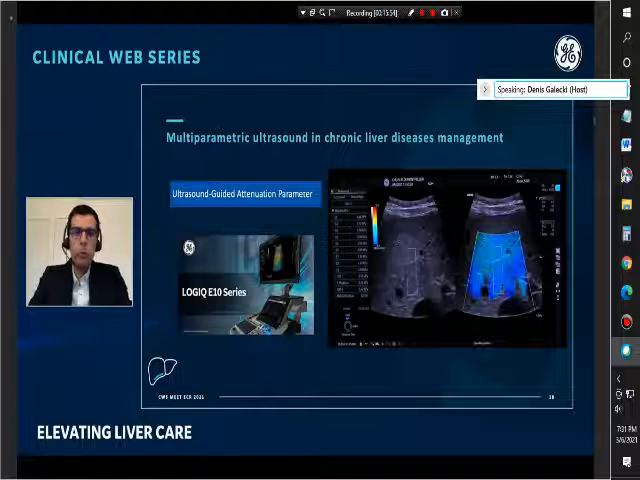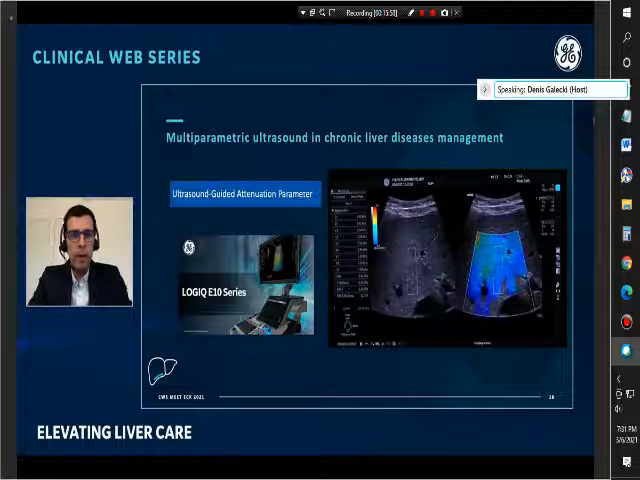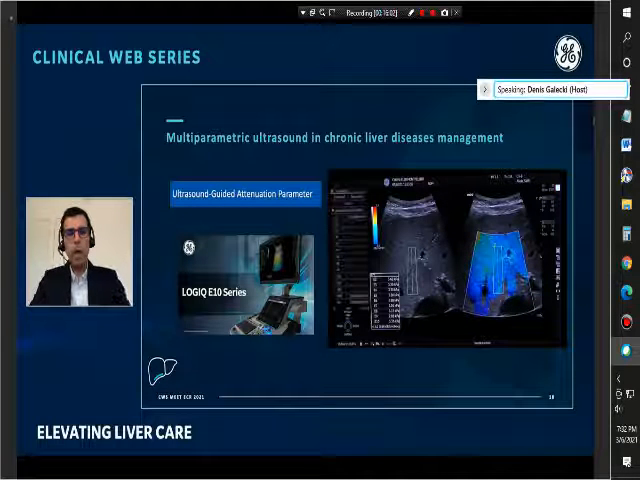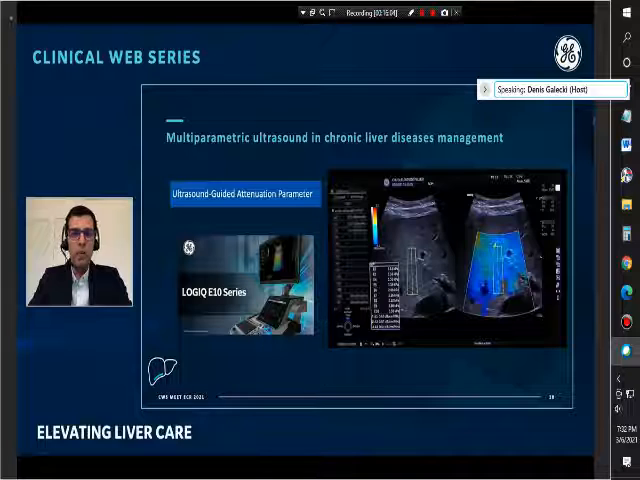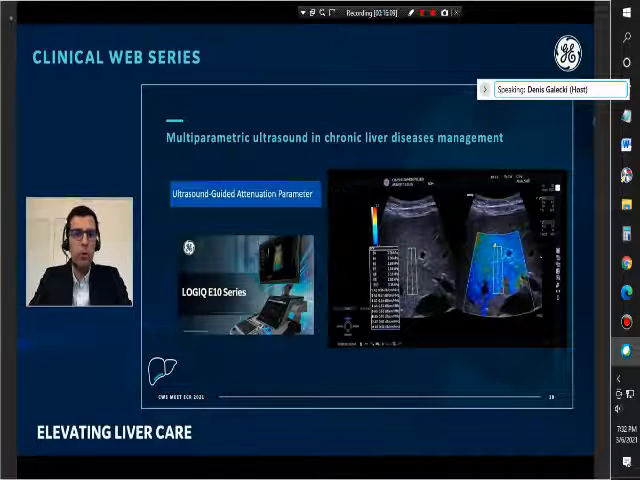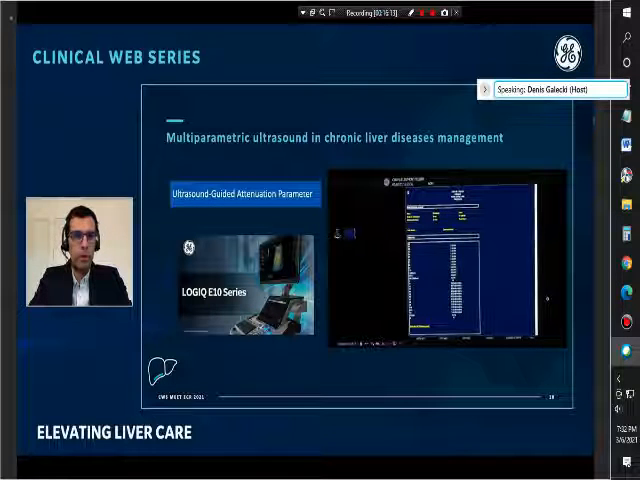The second quantitative tool proposed on the Logic E10 device is the ultrasound-guided attenuation parameter. As for liver elastography, this is very simple and quick to perform: 10 measurements, and to record the final chart with the median and interquartile range of the measurements.